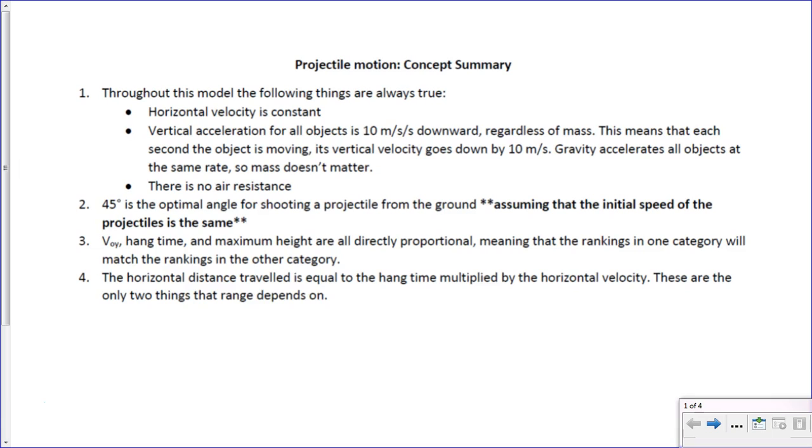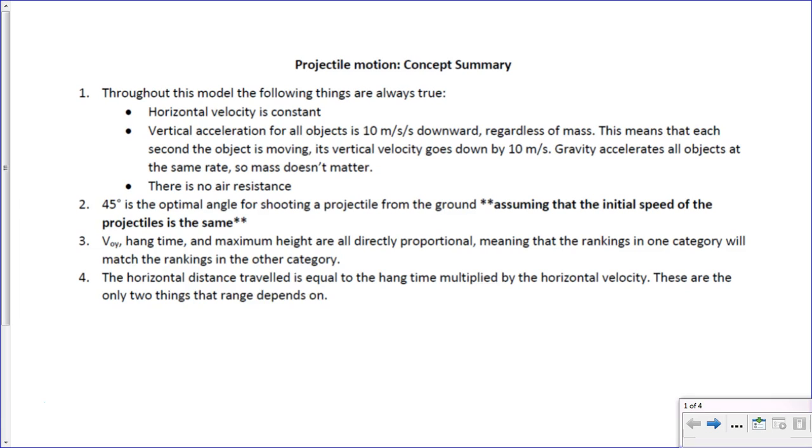Number 1, horizontal velocity is constant. All right? The vertical acceleration for all objects is 10 meters per second downward regardless of mass. This is because gravity is the only force acting on the objects in projectile motion, and gravity has a tendency to accelerate the objects the same regardless of their mass. So all objects have a downward acceleration of 10 meters per second, which comes about due to gravity.